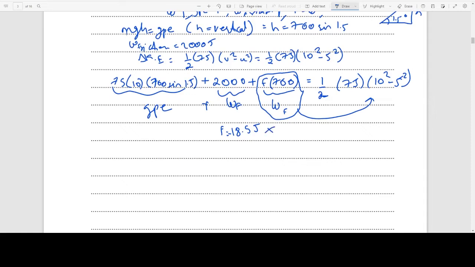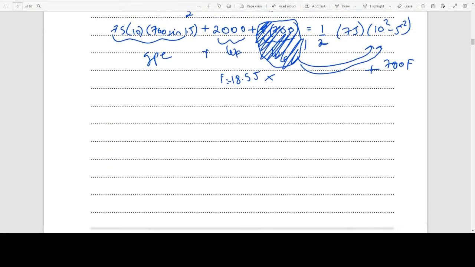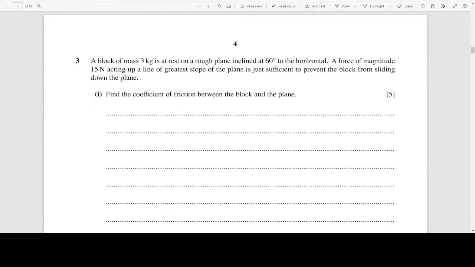F into 700, this term should be over here, so it should actually be plus 700 F. I hope you guys understand, because if you see the energy spent by the cyclist, or the work done by the cyclist, keeps decreasing. He has only applied a constant force of magnitude F throughout the journey. So let's move on to the next question.